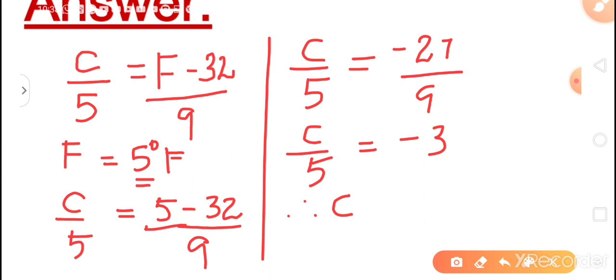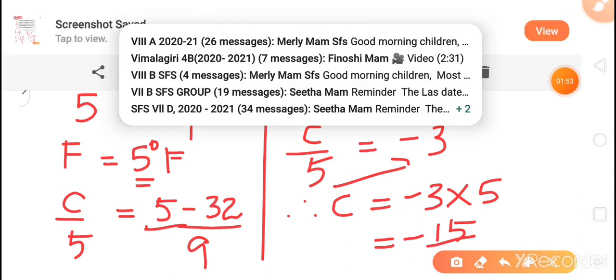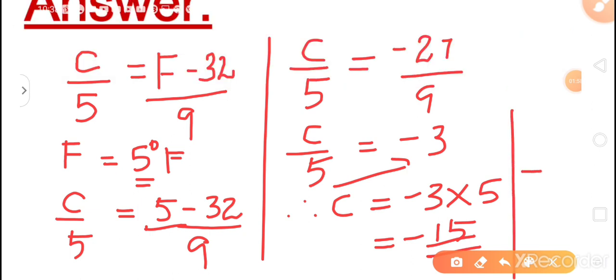Therefore, C is equal to minus 3 into 5, taking the 5 to this side, so that we get minus 15. Okay, so this is the answer of this question. That means minus 15 degrees Celsius. So 5 degrees Fahrenheit is equal to minus 15 degrees on the Celsius scale. Okay, so this is the answer of the third question.